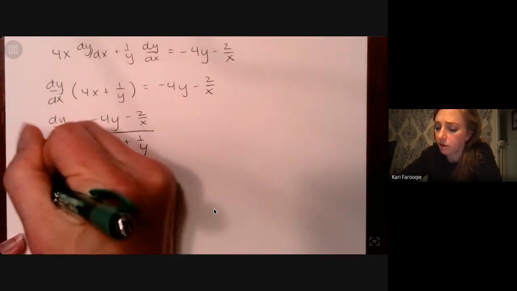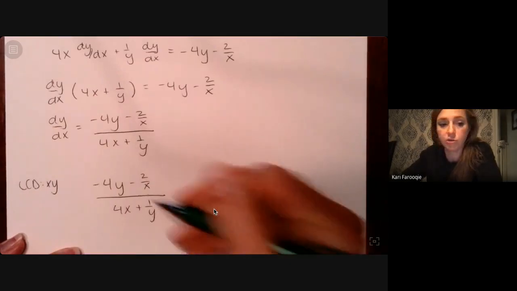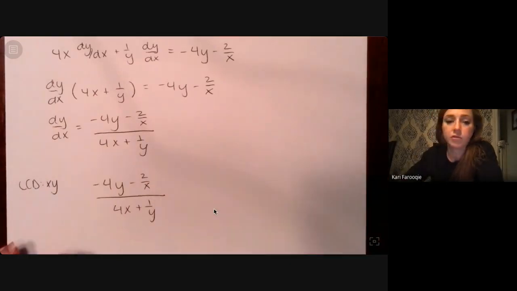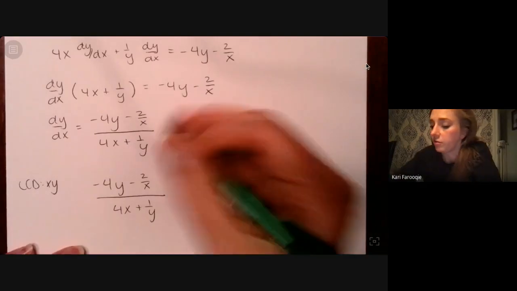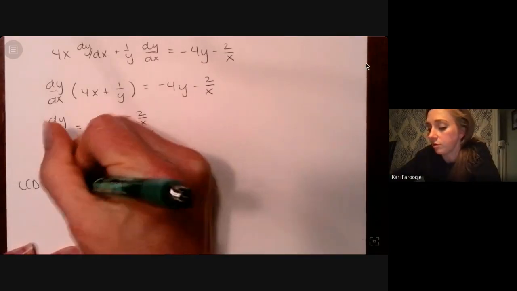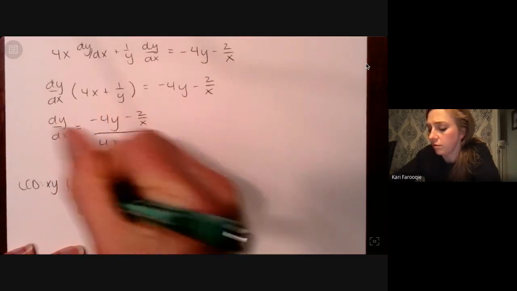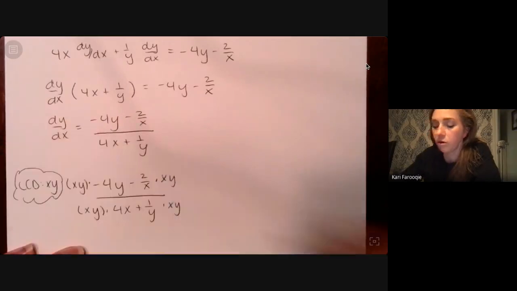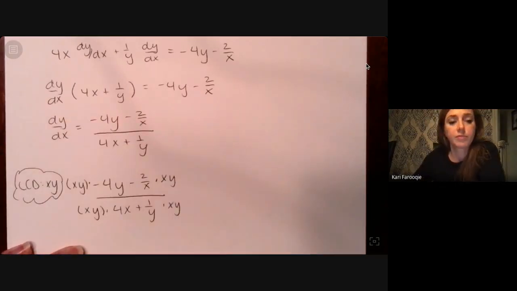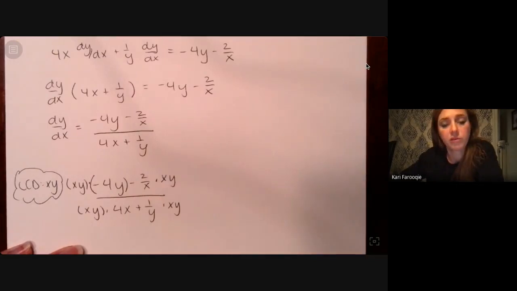Your LCD is x times y, the product of your 2 unique denominators. So go ahead and multiply every term by x times y. I forgot to grab a separate colored pen. That's okay. And you don't want it to look like subtraction, so you might want to use parentheses there.